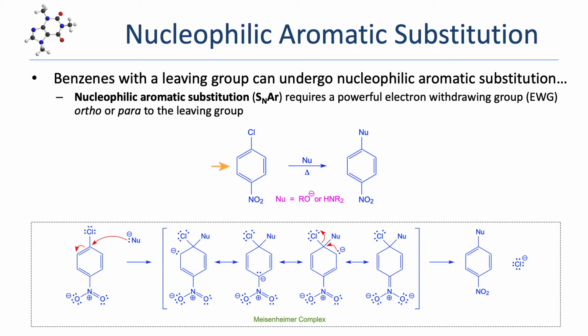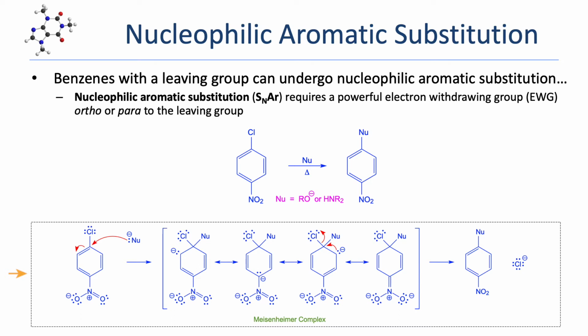So in the example, we see para-chloronitrobenzene reacting with a generic nucleophile to initiate the substitution. Typical nucleophiles include hydroxide, alkoxides, and amines. If we look at the mechanism, we can see why the reaction requires a specific placement of an electron withdrawing group, typically a nitro group.